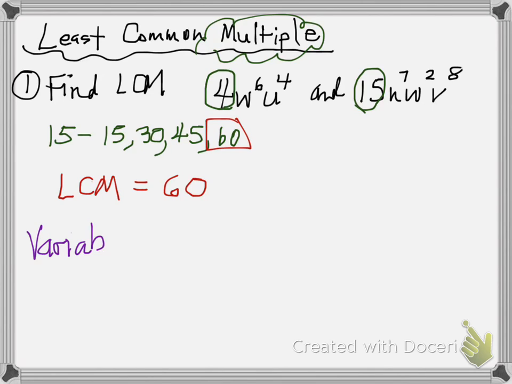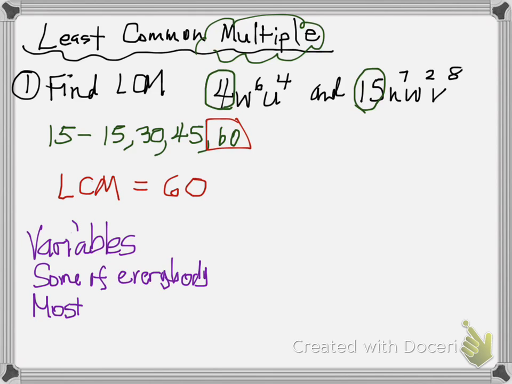So for the variables, this is my little phrase that I told my daughter. I said, you need some of everybody. That means that every factor that you see that's part of the original problem, you have to have that base. Every base that you see, you're going to need the base. And then at the same time, you need the most of anybody. I want some of everybody, but the most of anybody. That's my little phrase: some of everybody, but the most of anybody.